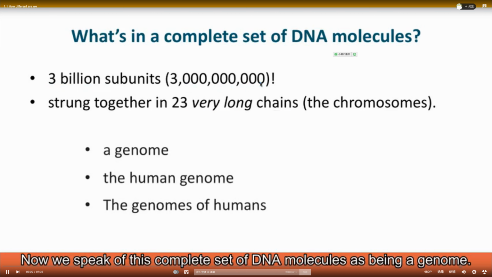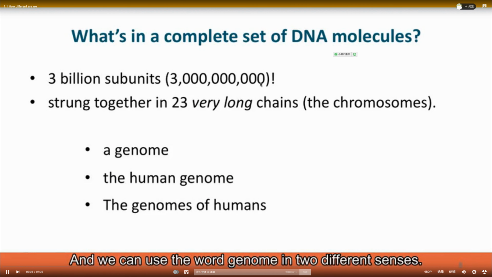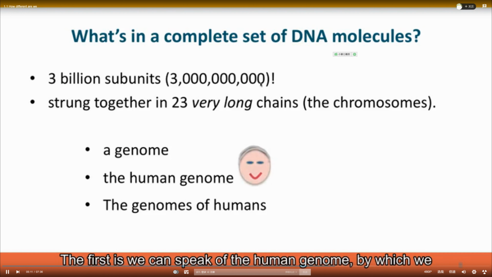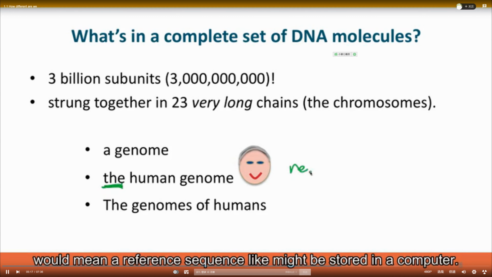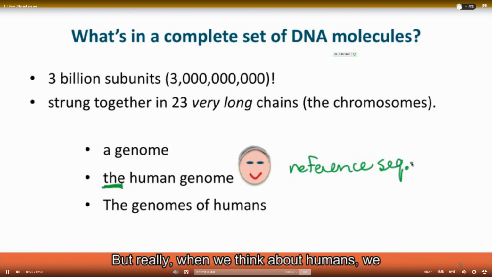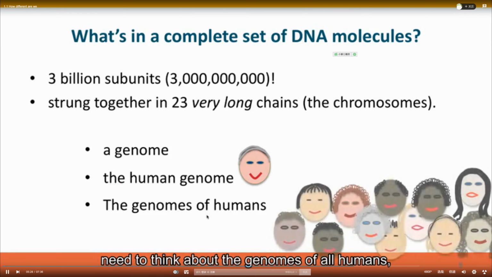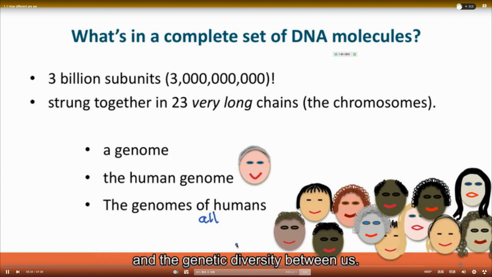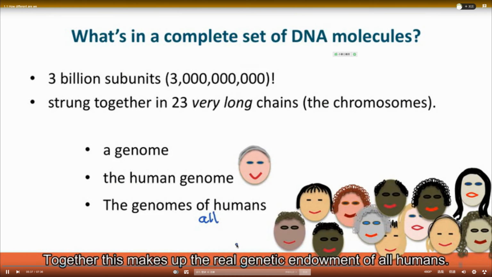Now, we speak of this complete set of DNA molecules as being a genome. And we can use the word genome in two different senses. The first is we can speak of the human genome, by which we would mean a reference sequence, like might be stored in a computer. But really, when we think about humans, we need to think about the genomes of all humans and the genetic diversity between us. Together, this makes up the real genetic endowment of all humans.